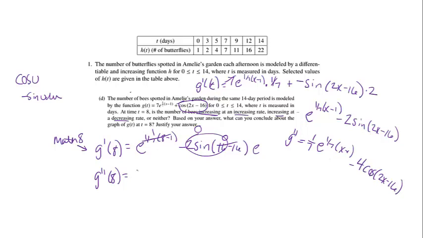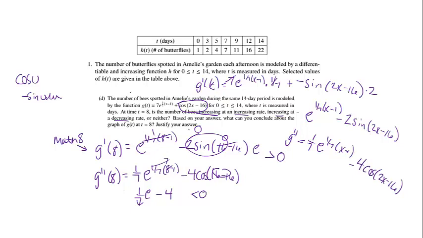And then if I plug 8 into there, I'm going to get 1/7 e to the 1/7 times 8 minus 1, minus 4 cosine of 16 minus 16, which is 0. This is going to be 7 times 1/7, so I'm going to get 1/7 e minus, the cosine of 0 is 1, so this is going to be 4. Whether it's a positive or negative number, 1/7 times e is like 2 point something. So if I have 2 point something minus 4, that is going to give me a negative number. And we found for G prime that it was a positive number.